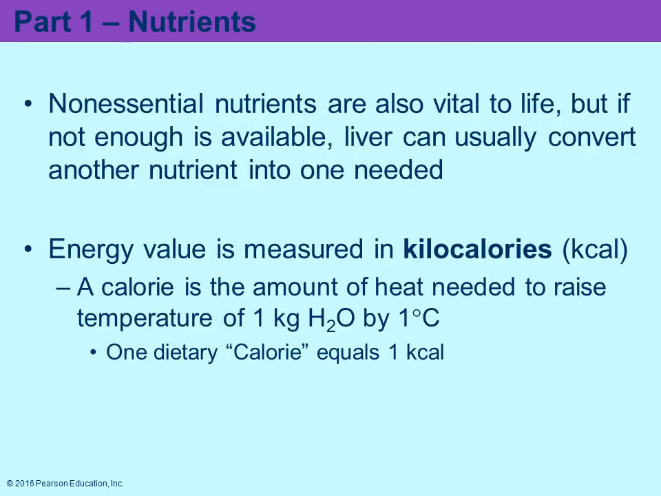Non-essential nutrients are also necessary for life, but if there's not enough available for you to ingest, the liver can usually convert one nutrient to the one that's needed. So the liver is pretty good about the number of reactions that can occur there to convert from substance A to substance B.